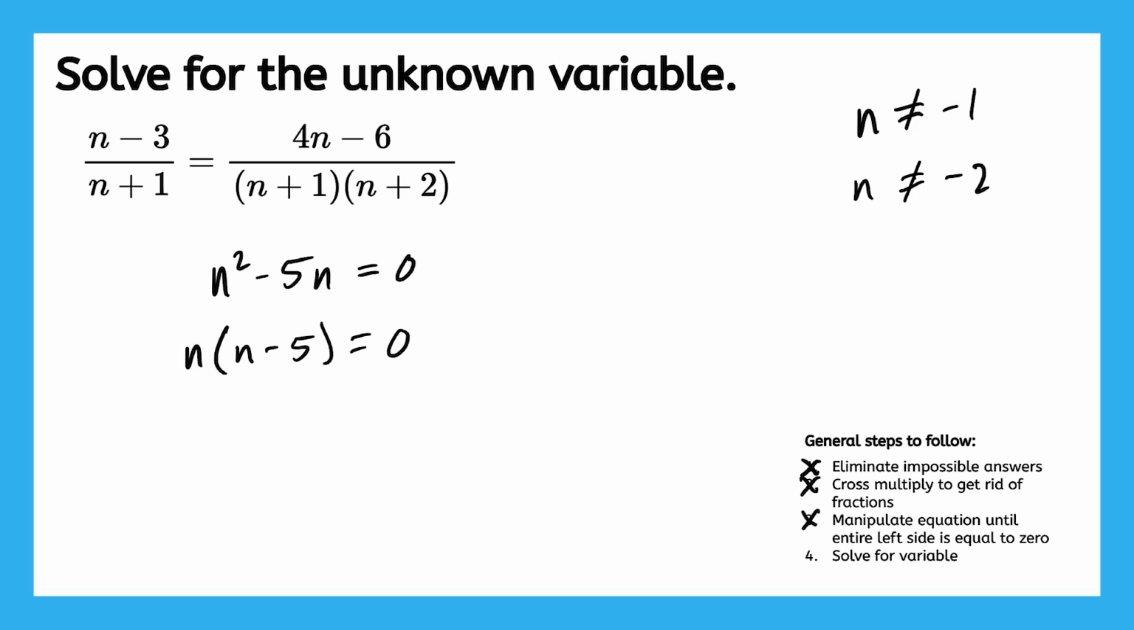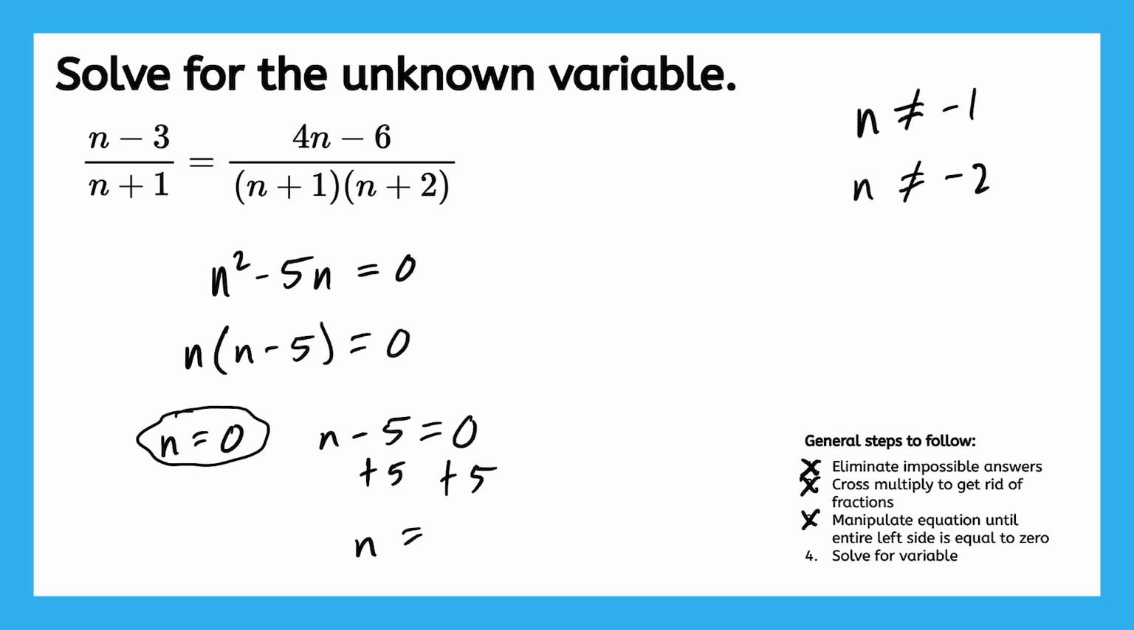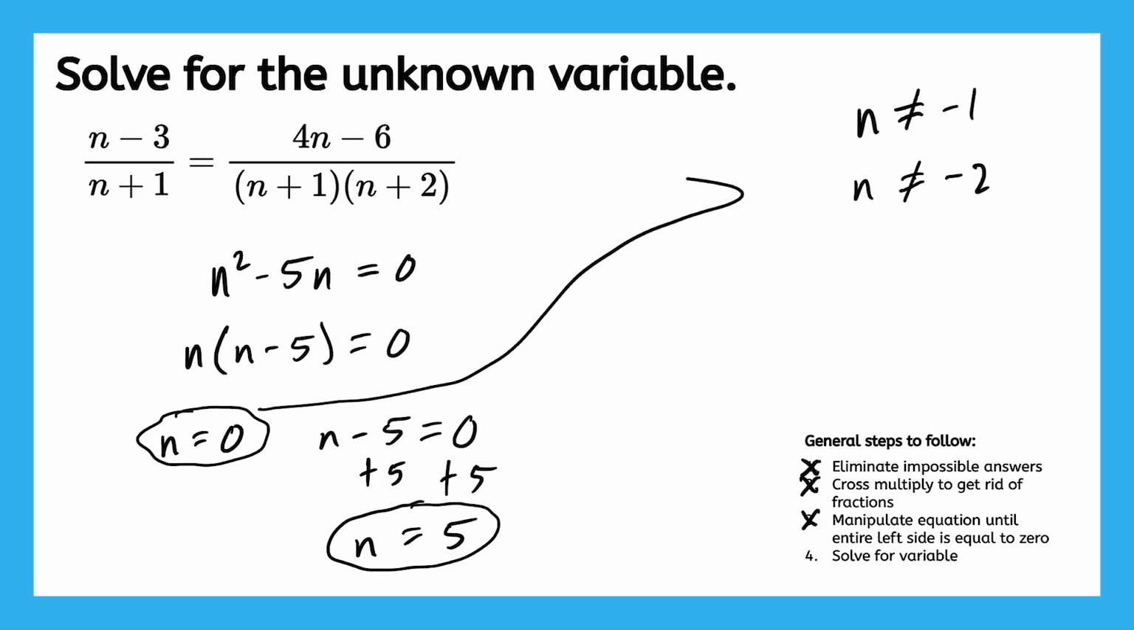So now we have a factor times a factor equals 0. So let's separate this equation into two equations. And that gives us n equals 0. There is one of our solutions. And then over here, we're going to say plus 5 and plus 5, which gives us n is equal to positive 5. So 5 is our other solution. Now it's always important to check and make sure that this solution is not equal to one of the impossible answers and that this solution is not equal to one of the impossible answers. Neither of these are. So our two solutions are 0 and 5. And there it is. Step 4 is done because we just solved for the variable.